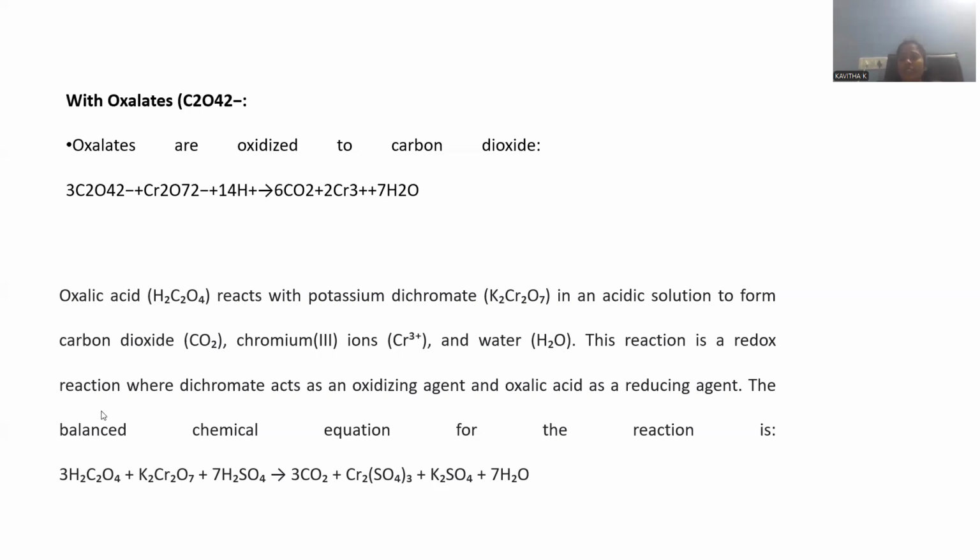How can we denote it is a redox? Where the reactions of oxidation and reduction are simultaneous, both possible in the same reaction, that is called a redox titration. Here, oxalic acid will be oxidized, potassium dichromate will be reduced, hence it is a redox reaction. The dichromate acts as the oxidizing agent, oxalic acid is the reducing agent, and the balanced chemical equation is provided.